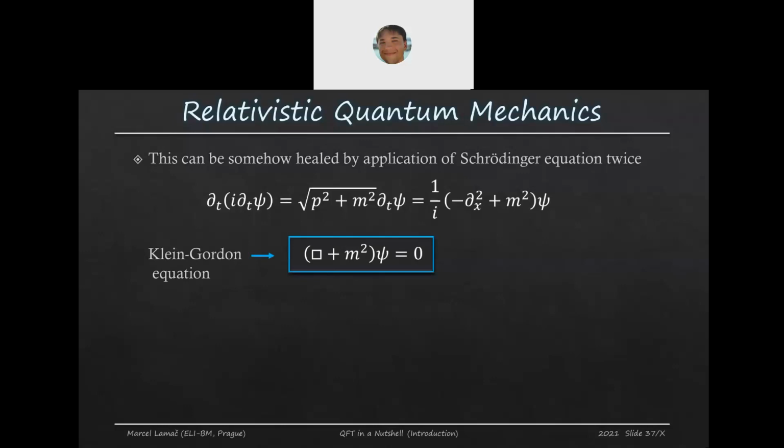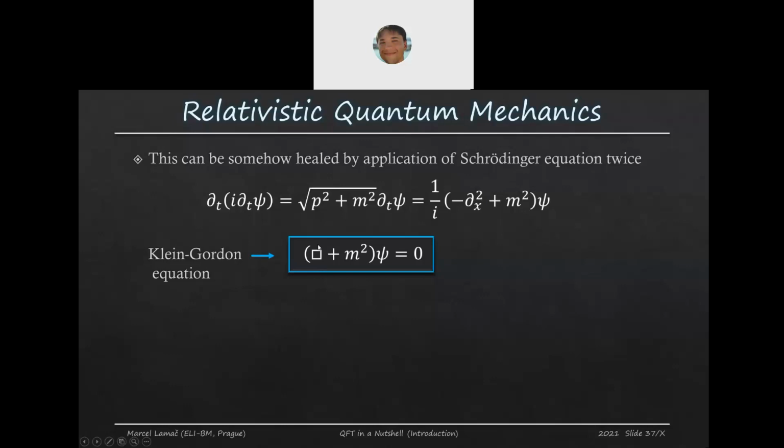And if we put the right-hand side on the left-hand side, we subtract the right-hand side from both sides. Then we add together their derivatives, which gives us the D'Alembertian. And there is this additional plus m squared term, and this is known as the Klein-Gordon equation.